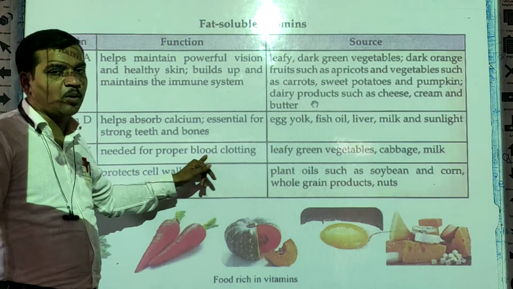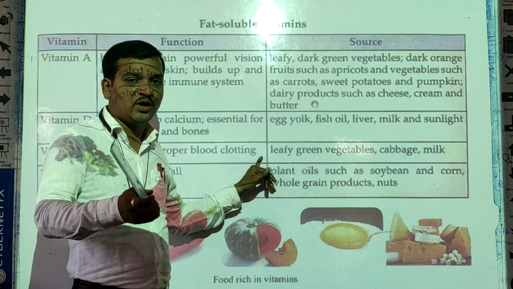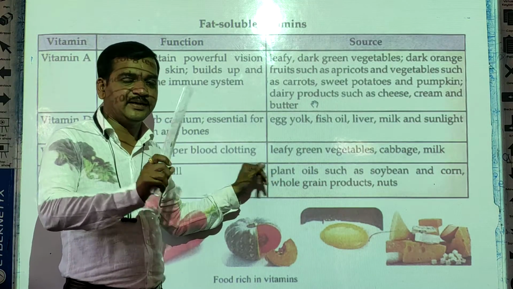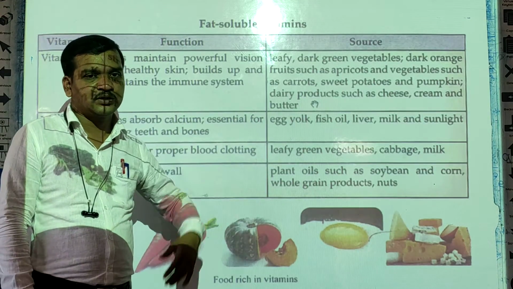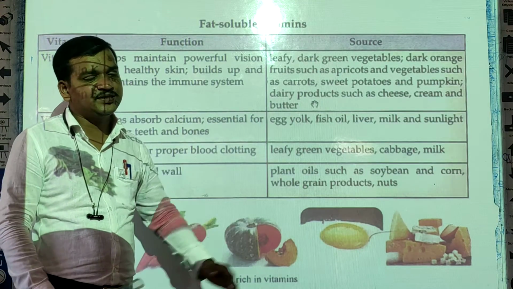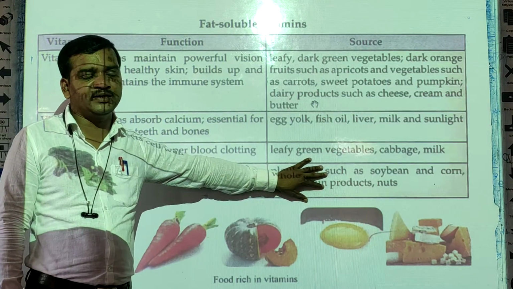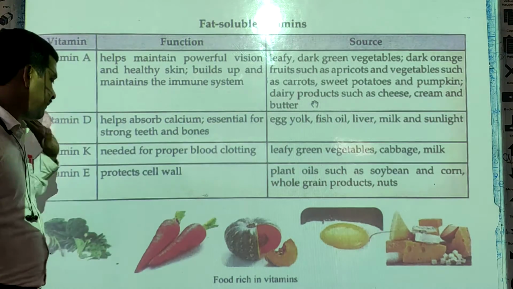So it is needed for proper blood clotting. Which type of vitamin? Vitamin K. Leafy green vegetables, cabbage or milk: if you eat this type of food items, you will get vitamin K.